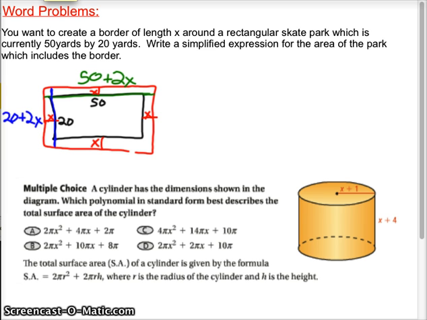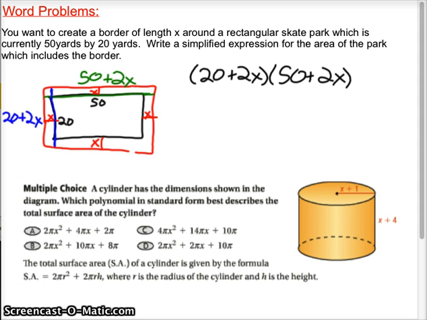And now what they want you to do is they want you to show an expression of the new area. Well, again, area, length times width. So we're going to have that 20 plus 2x. We're going to multiply it by the 50 plus 2x. Now, this is just two binomials being multiplied to find this area. So for this, we can still use our FOIL method. So that's what I'm going to use.